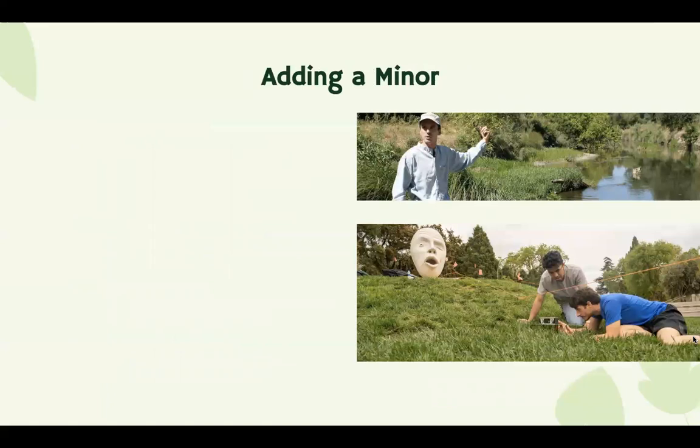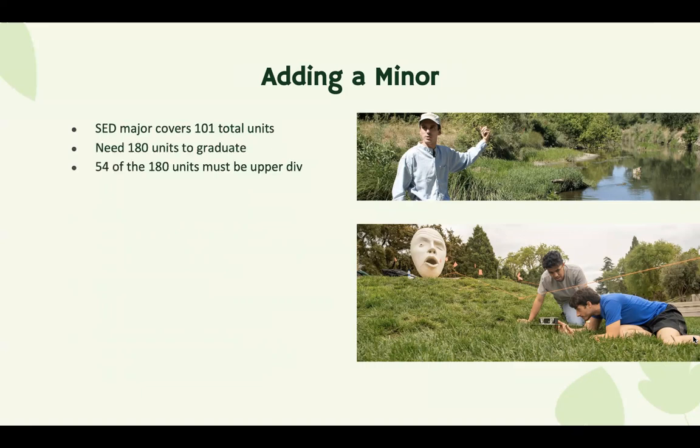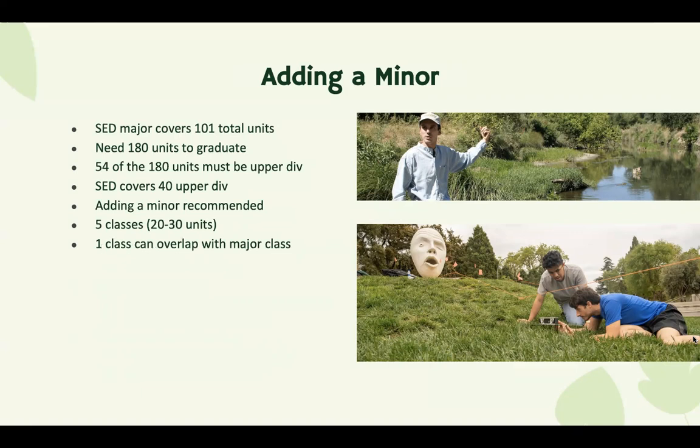Adding a minor is recommended for SED students, specifically those who are 4-year students, since the SED major only covers 101 total units. A student needs 180 units to graduate, and 54 of those units must be upper division units. The SED major only covers 40 upper division units, therefore it is recommended that students add a minor to satisfy the requirement. For minor requirements, students need 5 upper division classes in that minor, and only 1 class can overlap between your minor and major.